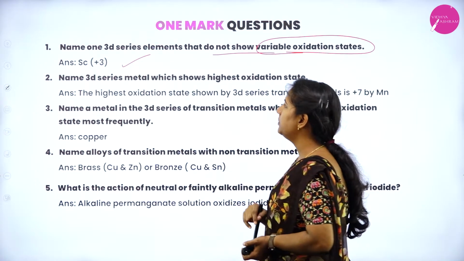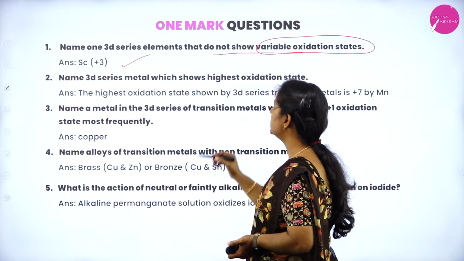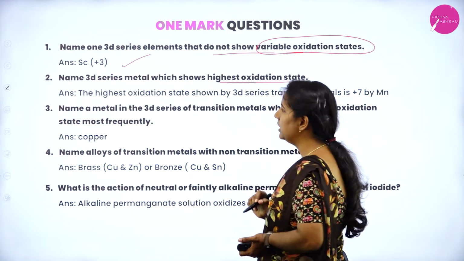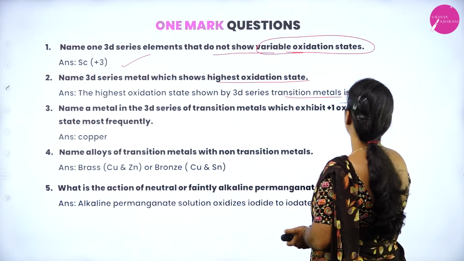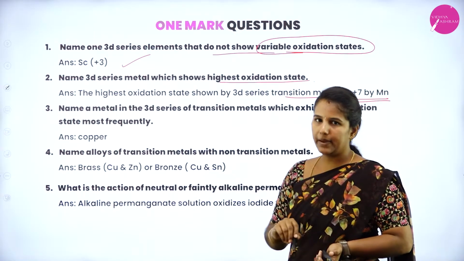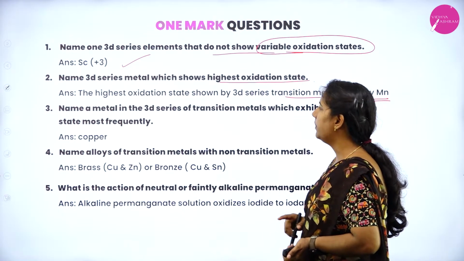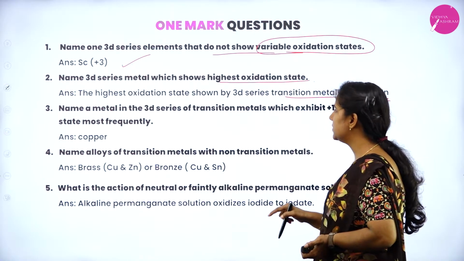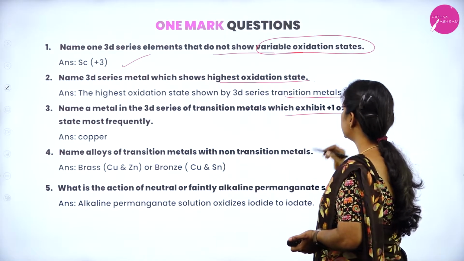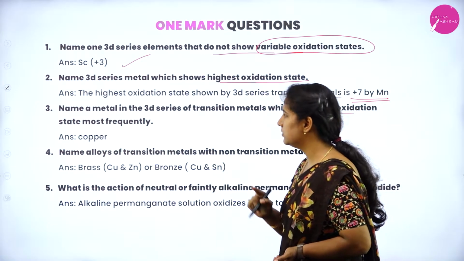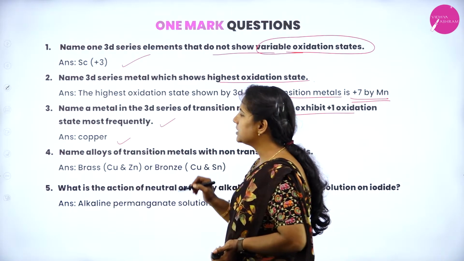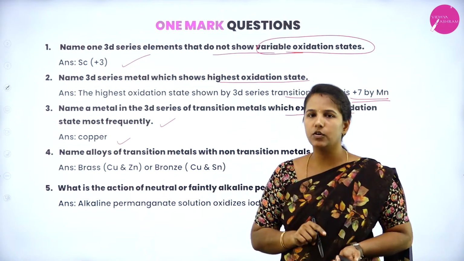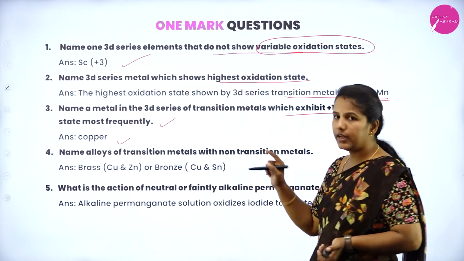Name the 3D series metal which shows the highest oxidation state. The highest oxidation state shown by a 3D series transition element is by manganese, that is +7. Name the metal in the 3D series of transition metals which frequently exhibits the +1 oxidation state. Copper is the only one which frequently exhibits the +1 oxidation state in the 3D series.